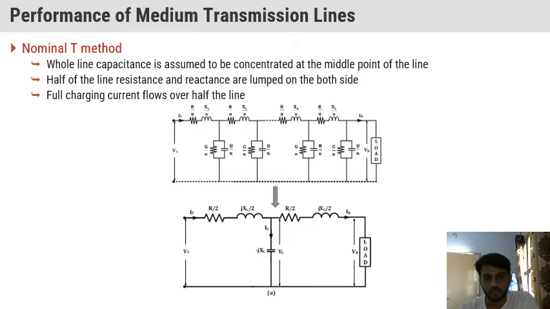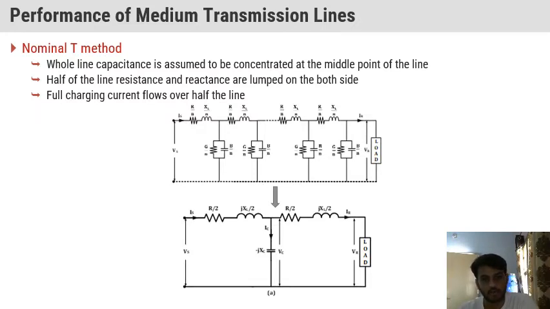In the nominal T method, all the line capacitance is assumed to be concentrated at the middle of the line. Half of the line resistance and reactance are lumped on both sides, so both impedances are halved on each side, and the full charging current flows over one half of the line.